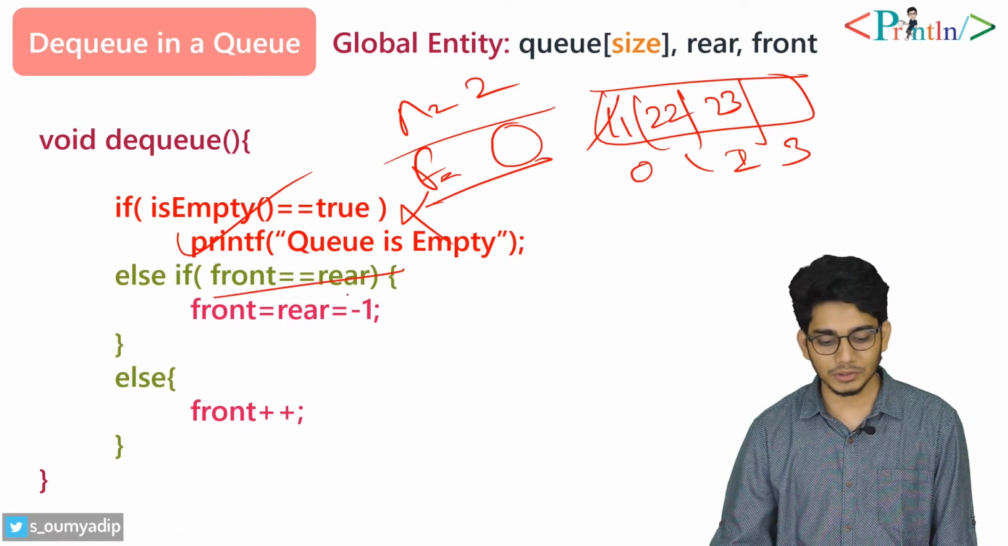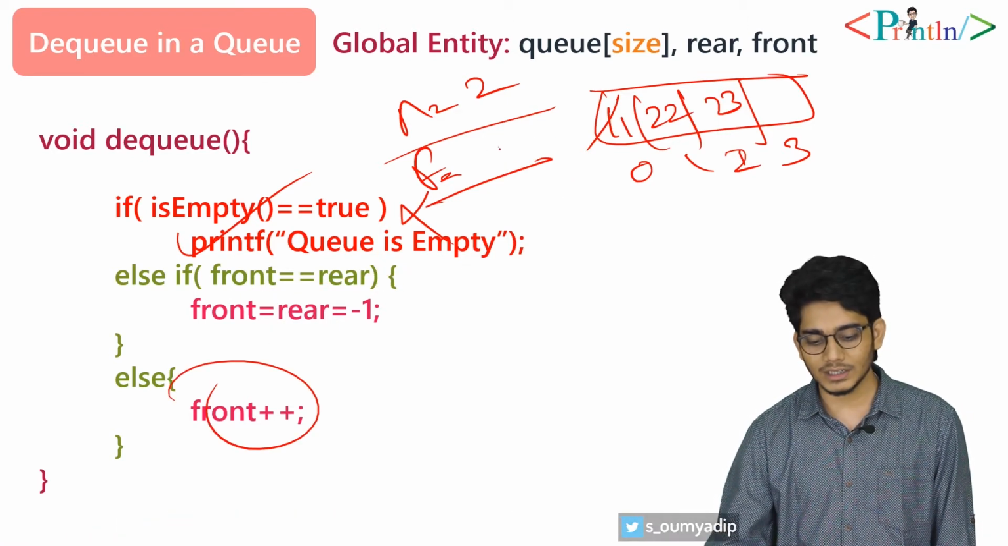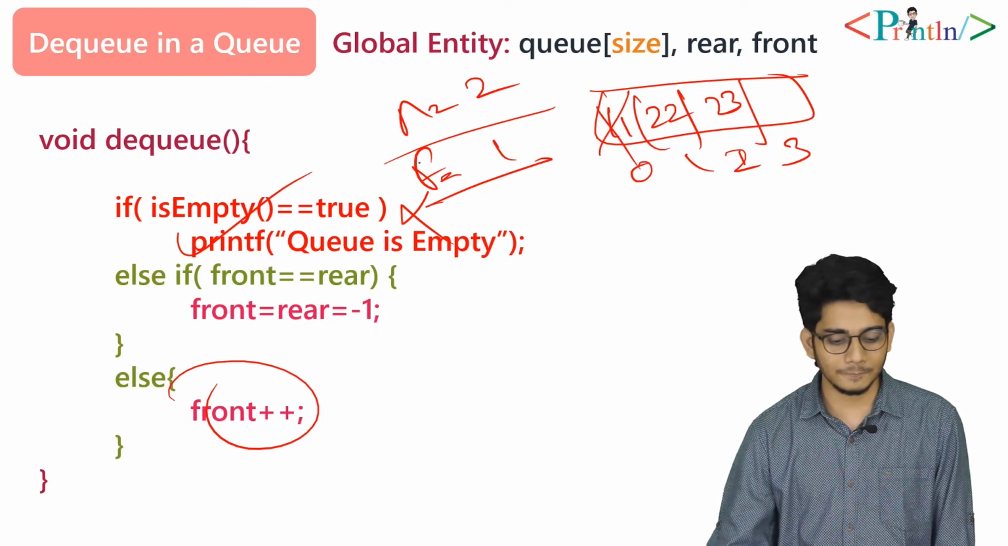Then we'll check whether our front equals rear or not. Our front is not equal to rear. So what we'll do, we'll simply increment the front. Now what will be the value of the front? It will be 1. So we have deleted 11.